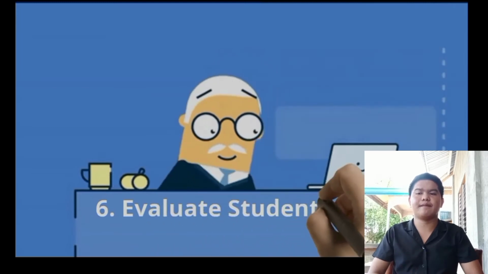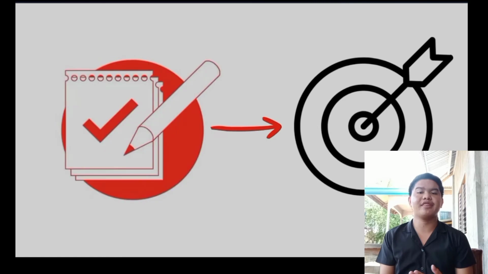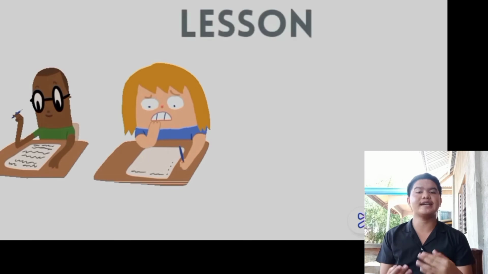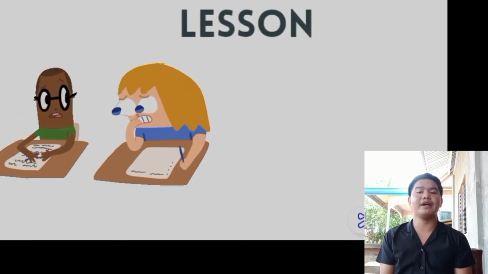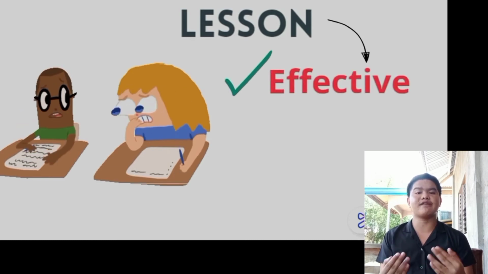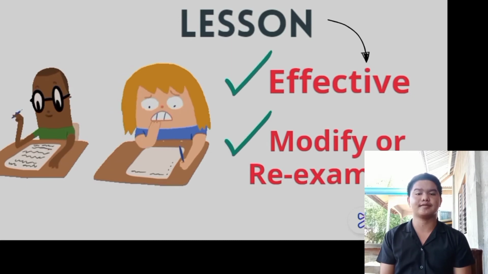Evaluate and revise. This is the final step in the ASSURE process. Ultimately, this stage is the most important. You must evaluate the instruction process from start to finish using the objectives you created in the beginning. It is helpful to reflect on your objectives, the instructional strategy, the instructional materials, and the assessment. By evaluating the learners against the objectives, it can be determined if the lesson was effective and whether any step needs to be modified or re-examined.